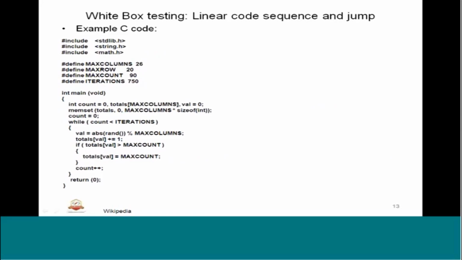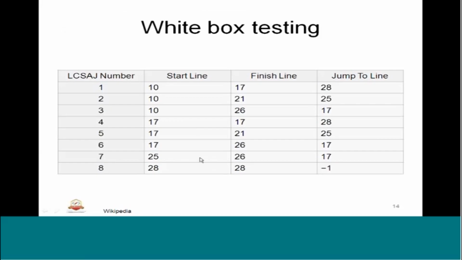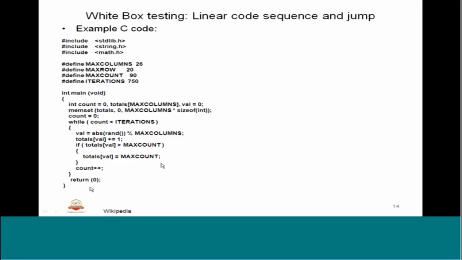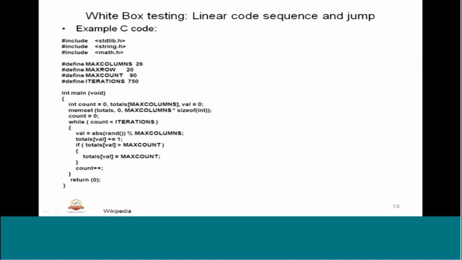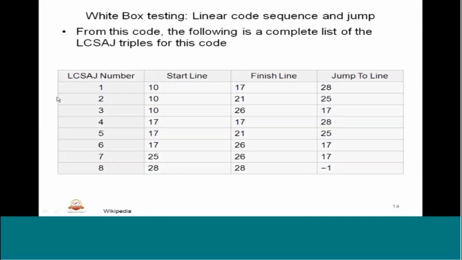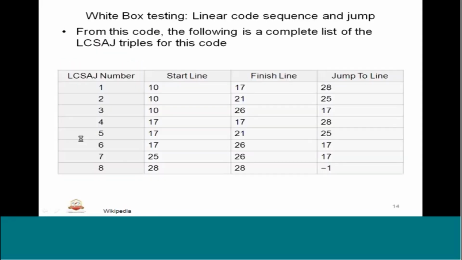And you can see some of the table talks about start and finish line being the same. 28 is the same here, and that is the last one, return 0, it is the same, and the jump to line is the last but one. Similarly, we have 17, jump to line is 28, the last line. So that is how these three aspects will be tested in the LCSAJ type of white box testing.